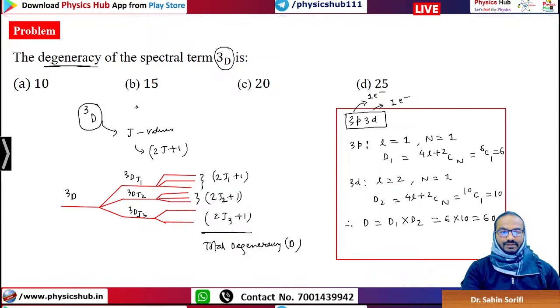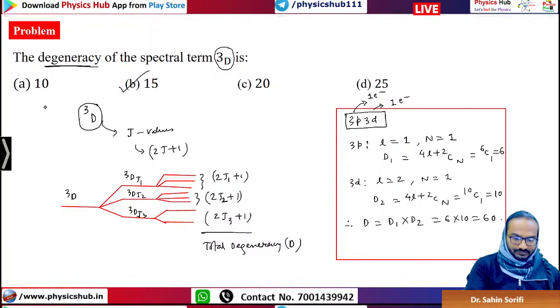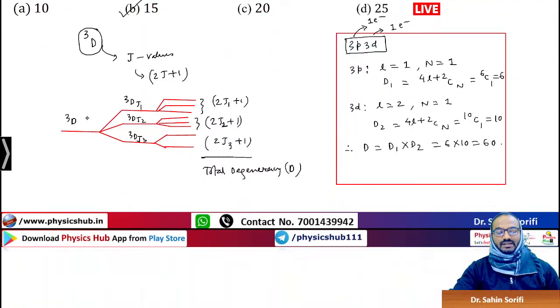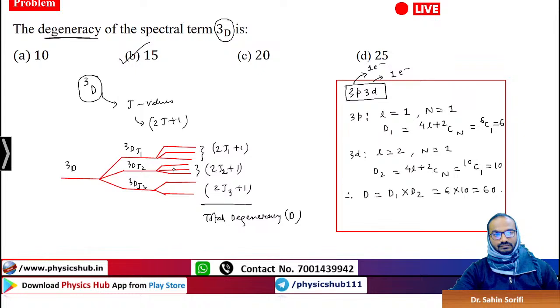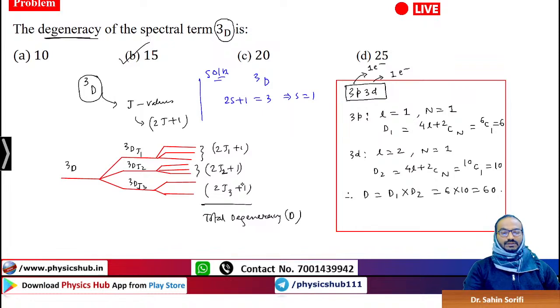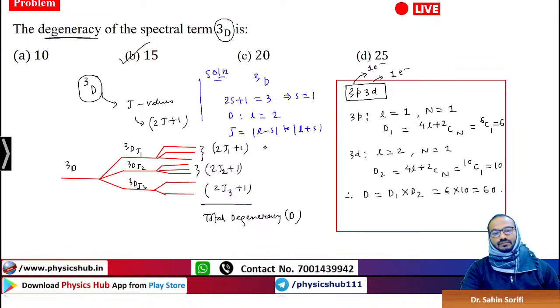Joel, option B you are getting. Very good. Others, what are you getting? So how to get the J values? You are given 3D. So 2S plus 1 is 3, that means S equals 1, and D means L equals 2. So J goes from L minus S to L plus S: 1, 2, 3. So the degeneracy will be J1, J2, J3: 2J1 plus 1 plus 2J2 plus 1 plus 2J3 plus 1.